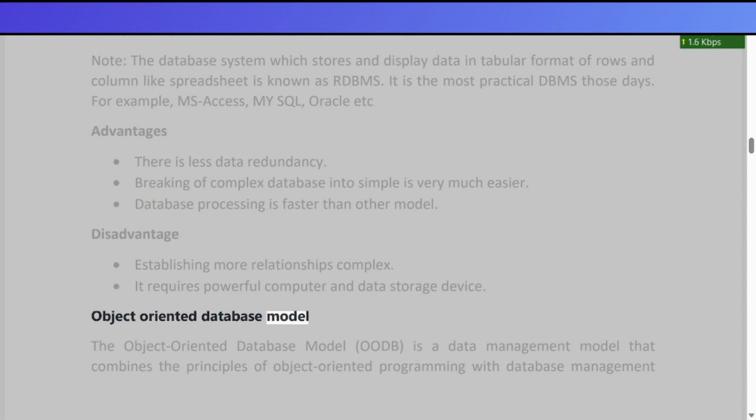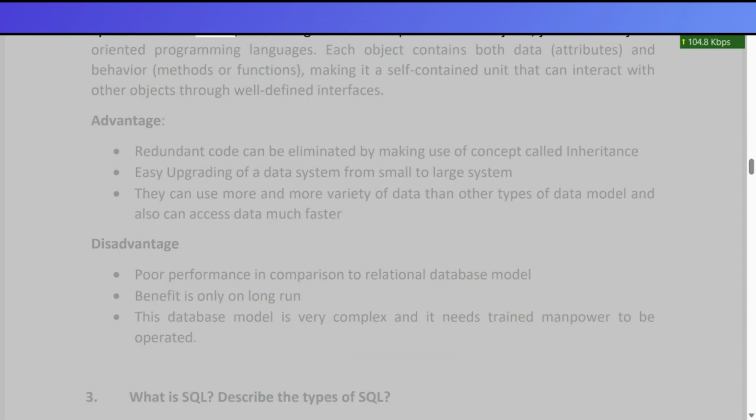Object-oriented database model. The object-oriented database model, OODB, is a data management model that combines the principles of object-oriented programming with database management systems. In this model, data is organized and represented as objects, just like in object-oriented programming languages. Each object contains both data, attributes, and behavior, methods or functions, making it a self-contained unit that can interact with other objects through well-defined interfaces.